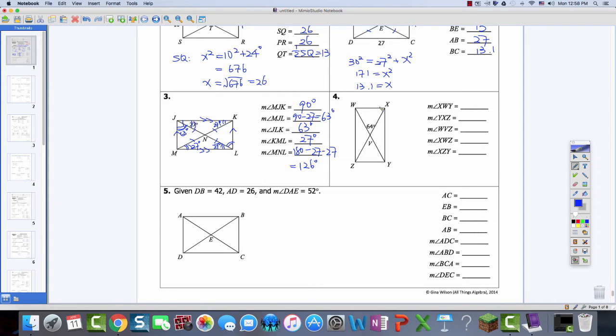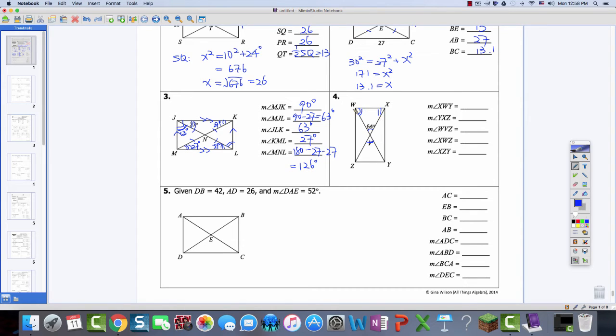Number 4, here we have this angle here is 64, so we know ZVY has to be 64. Let's find XWY. XWY is here.